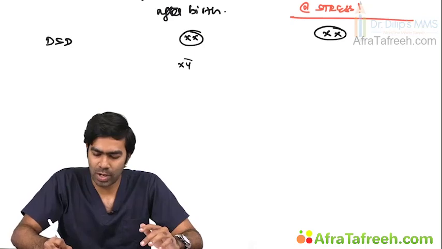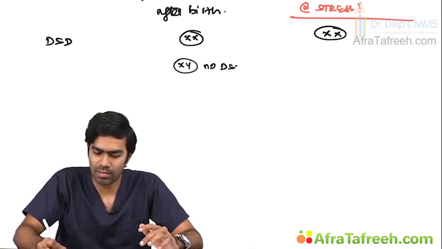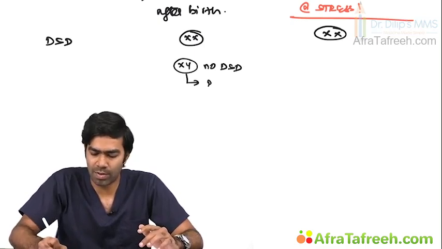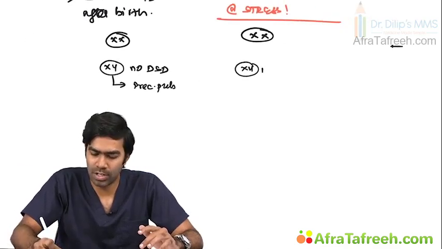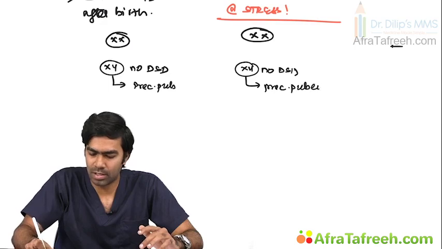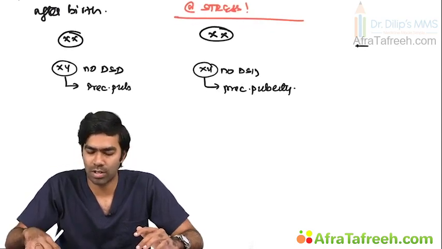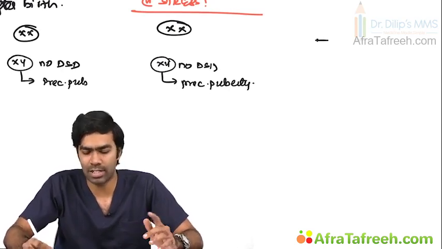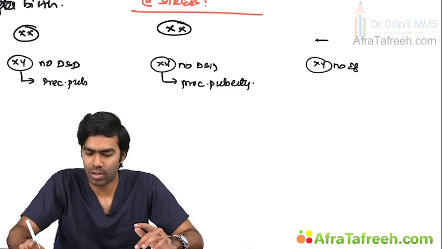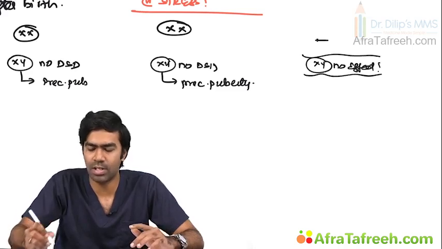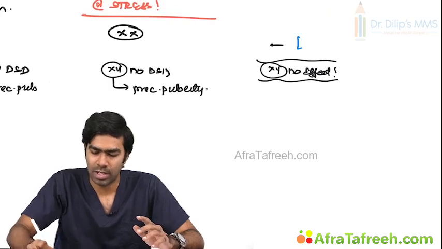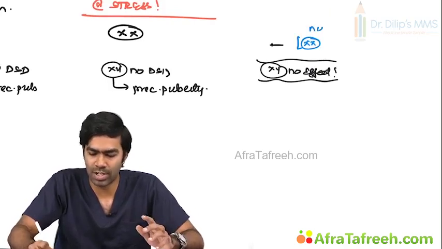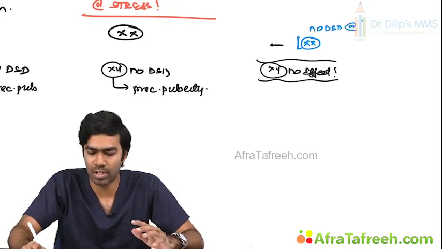Similarly, what will happen to the XY karyotype? XY will not have DSD at all, but they are prone to developing early or precocious puberty. Similarly, here also there will be no DSD, but they can develop precocious puberty or early puberty. In this non-classic variety, XY will not have any effect at all, which means the XY karyotype children will not be affected at all. But can the XX karyotype be affected? Yes. The XX karyotype can be affected even though they do not have a DSD at birth, which means there will be no ambiguous genitalia at birth.